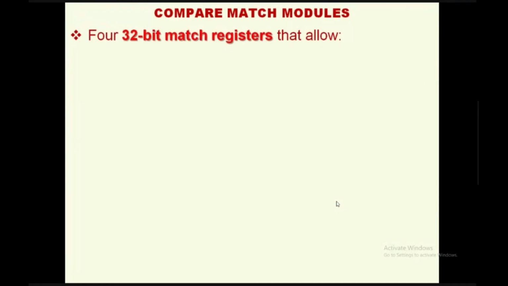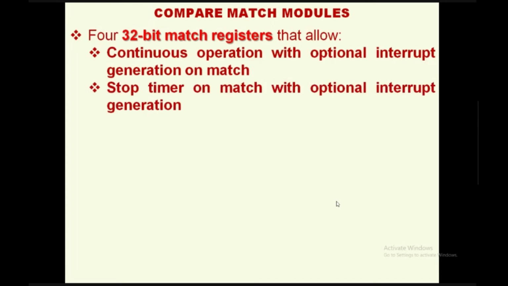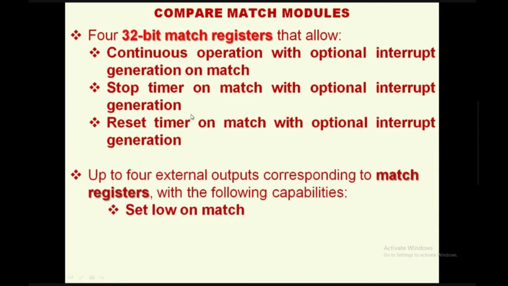There are 4 32-bit match registers which allow continuous operation with optional interrupt generation on match. Even after a match, you can continue the operation. That is one option. Another is to stop the timer on match with optional interrupt generation. So whenever there is a match, we can stop the timer, or we can reset the timer. Along with that, we can have control over the pin.